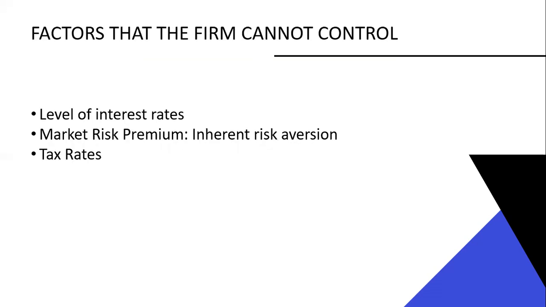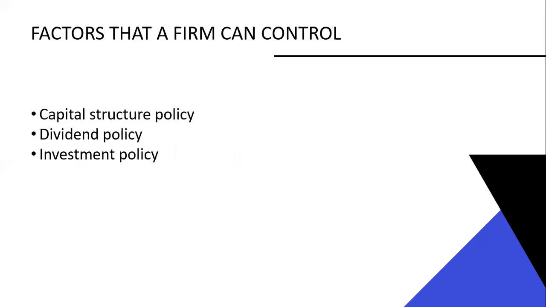There are certain factors that a firm cannot control. That is the level of interest rates in the market and the market risk premium. Market risk premiums occur because generally investors are risk averse, right? People don't like risk. And also, firms cannot control the tax rates. But there are certain things that firms can control. This includes the capital structure policy, the dividend policy, and the investment policies.